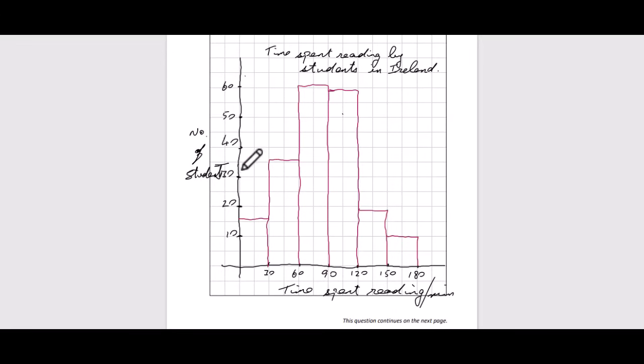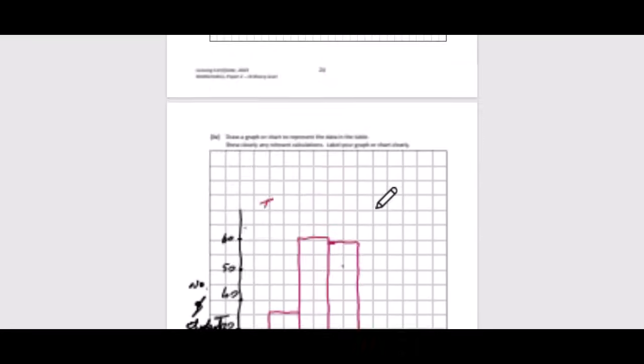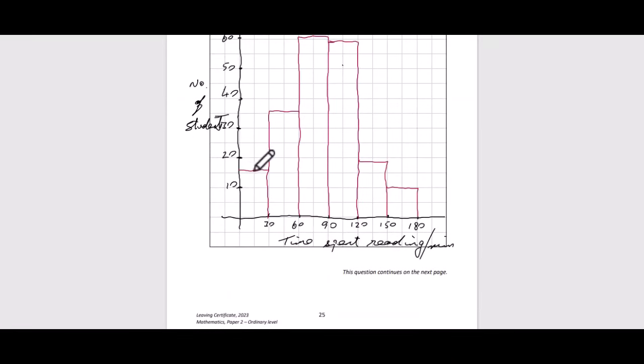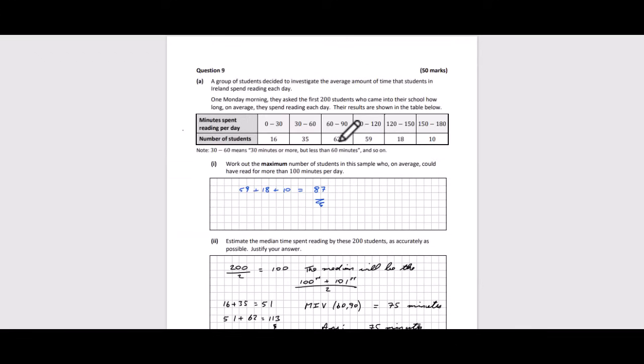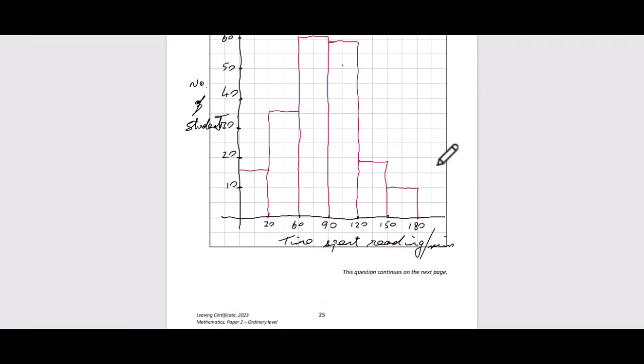So I've gone up 10, 20, 30, 40, 50, 60, and I've just read off each particular number of student value here. So the first one was 16, for example, so I've gone up here to 16, and down here that's between 0 and 30 minutes. 60 to 90 was 62, so 60 to 90 is here, and I've gone up to just over 60 here. And that's it really, that's your histogram or your graph.